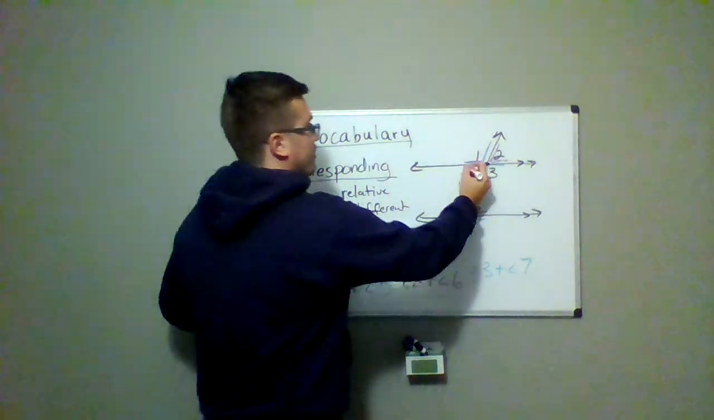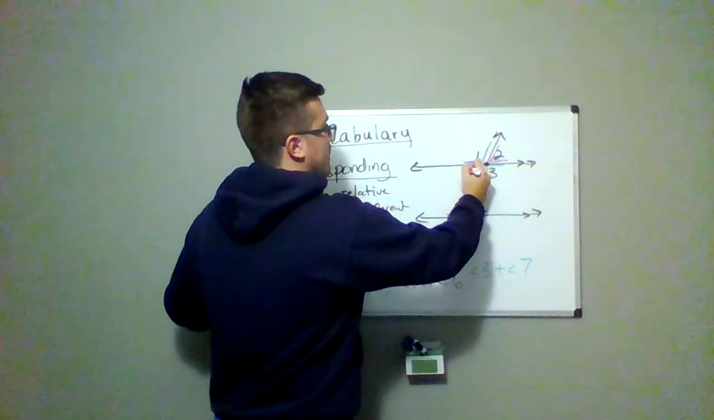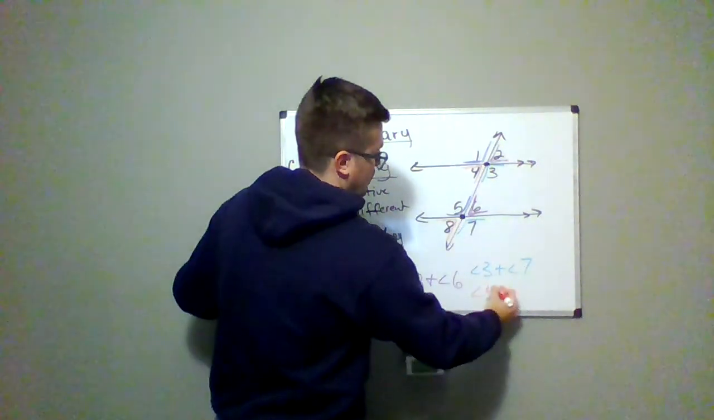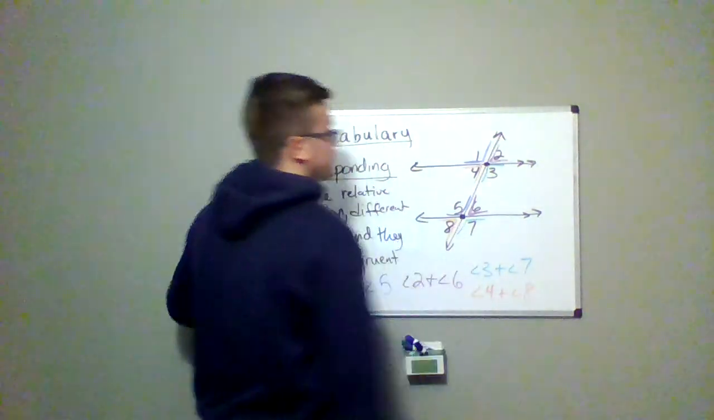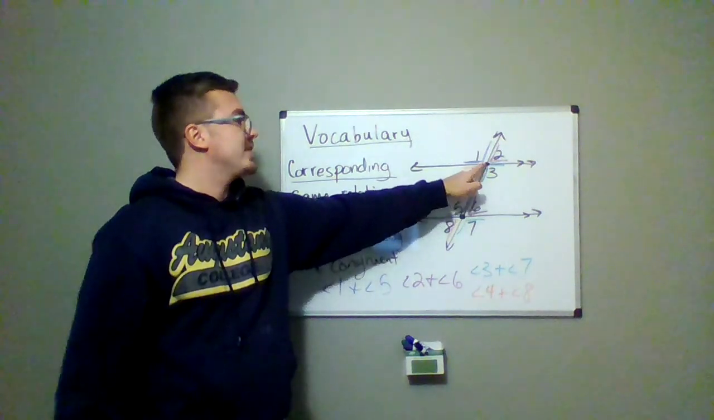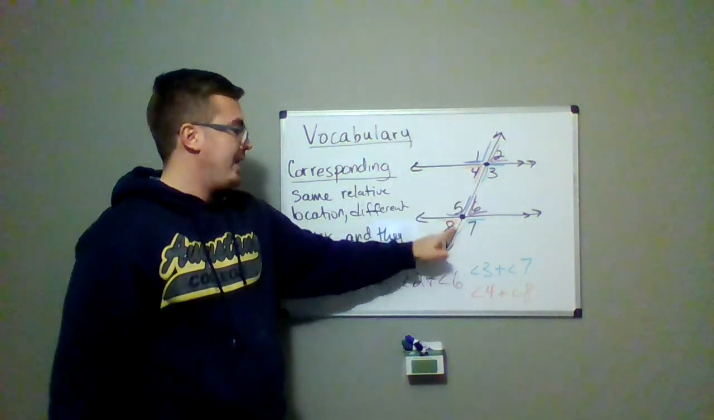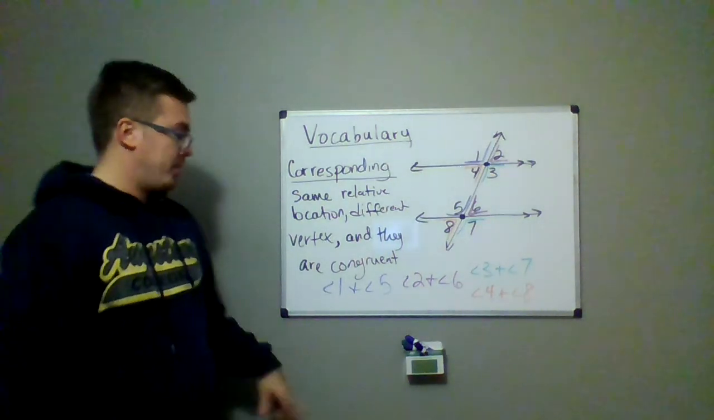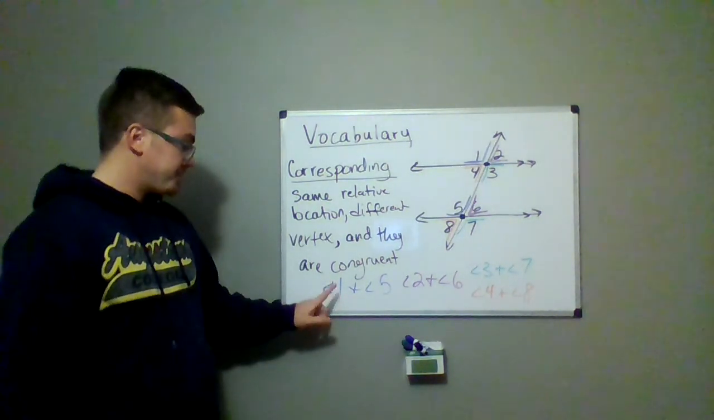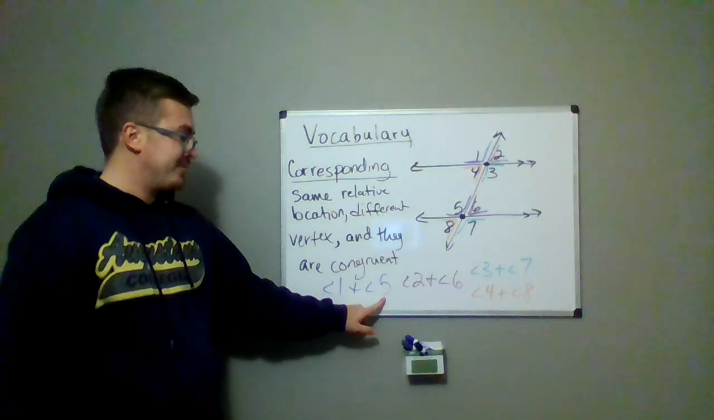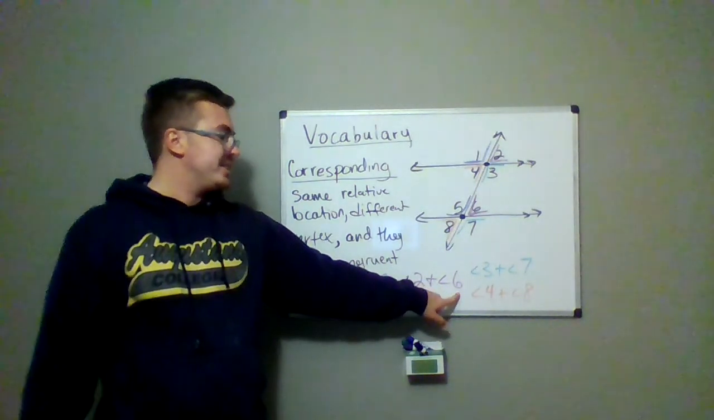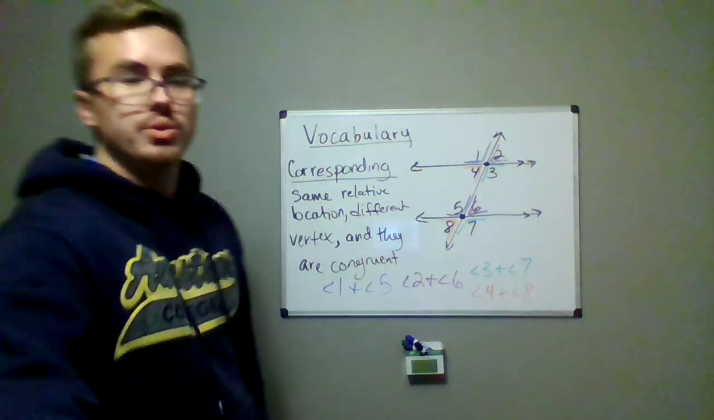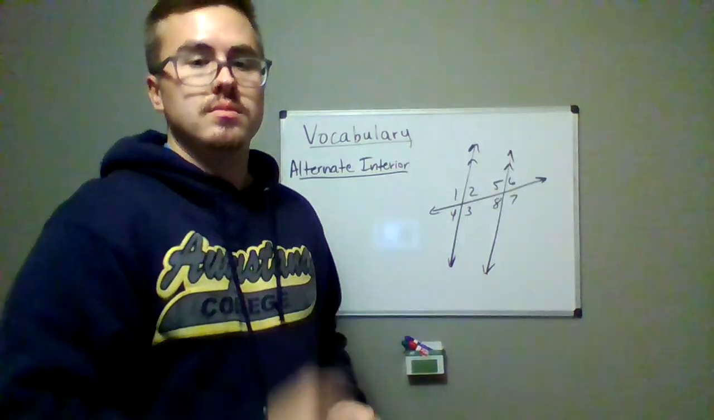If I look at angle 4 and angle 8 would be our last pair, because 4 relative to this vertex is bottom left, 8 is bottom left. So 4 and 8 would be corresponding, which tells us that 1 is congruent to 5, 2 is congruent to 6, 3 is congruent to 7, and 4 is congruent to 8.